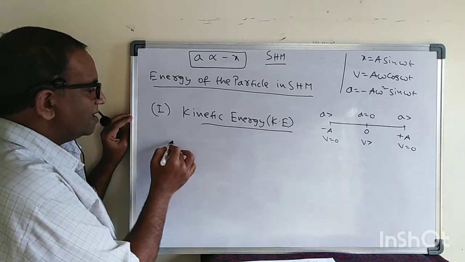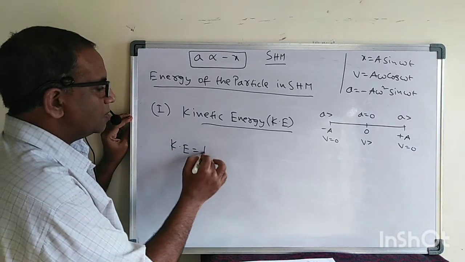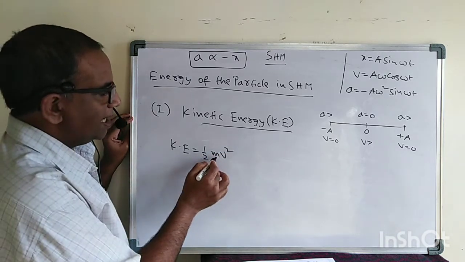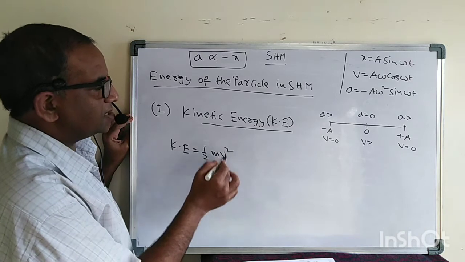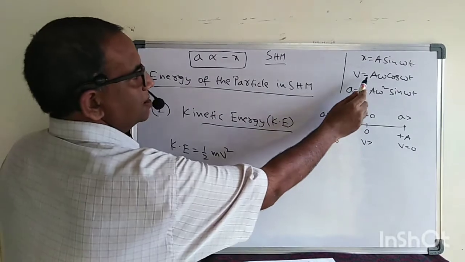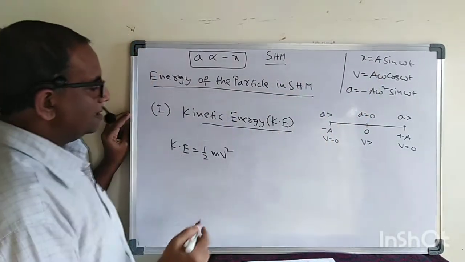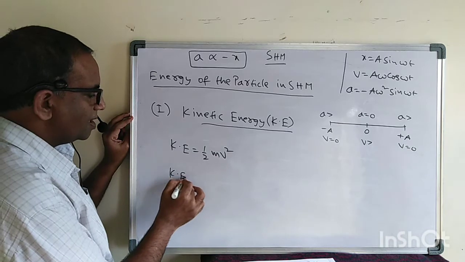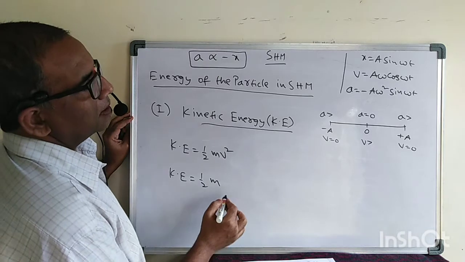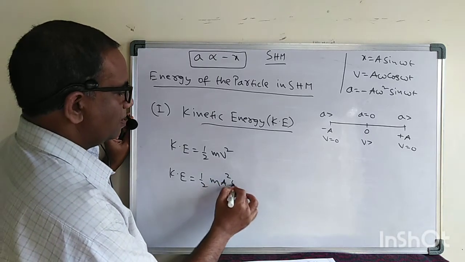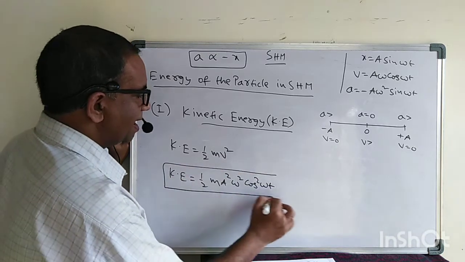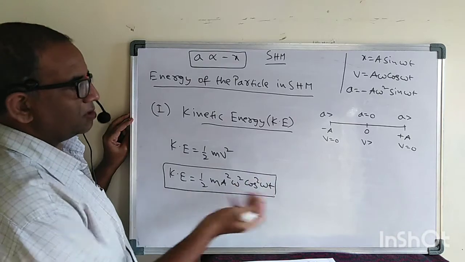How do we usually define kinetic energy? Kinetic energy is equal to half m v square, where m is the mass of the particle and v is the velocity of the particle in SHM. The velocity can be defined as v is equal to a omega cos omega t. If we substitute here, we get kinetic energy is equal to half m a square omega square cos square omega t. This is the kinetic energy of the particle with respect to time.